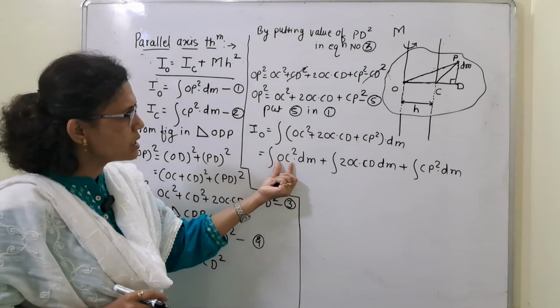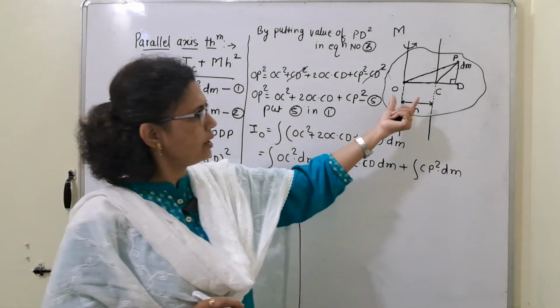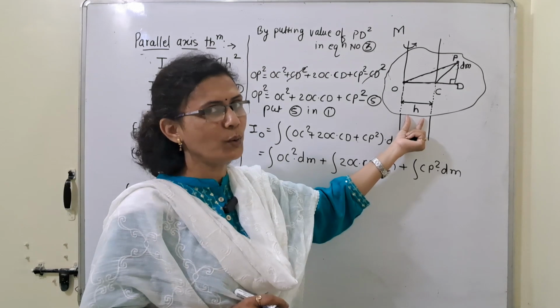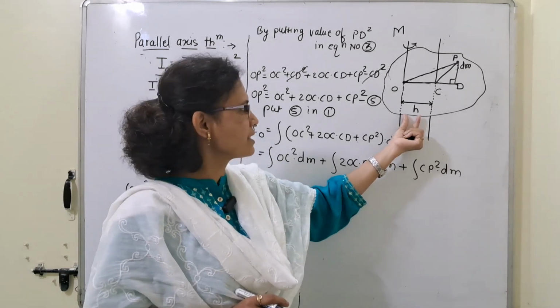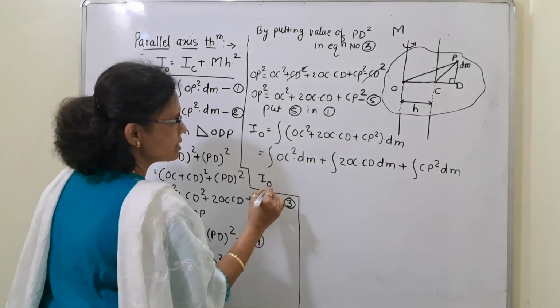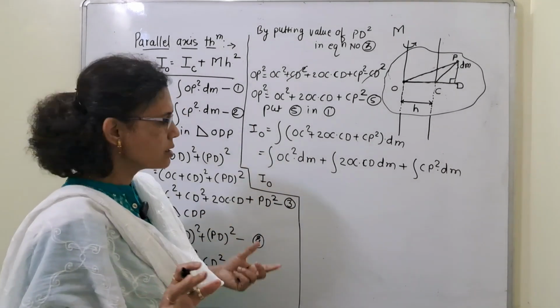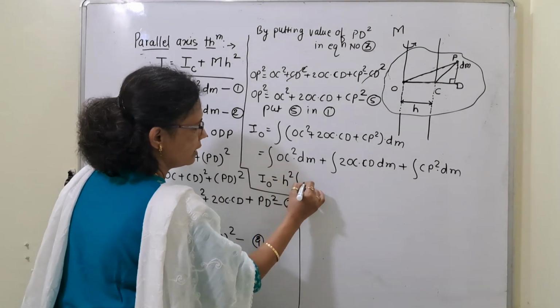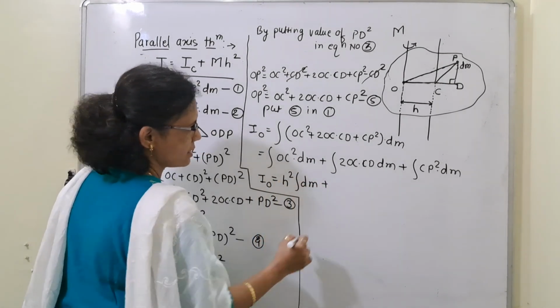Now OC square. What is OC square here? OC is h, the distance between the two parallel axes, that is h square. And this h square is constant, it is not going to change. So I will take it outside, therefore h square integration dm plus.